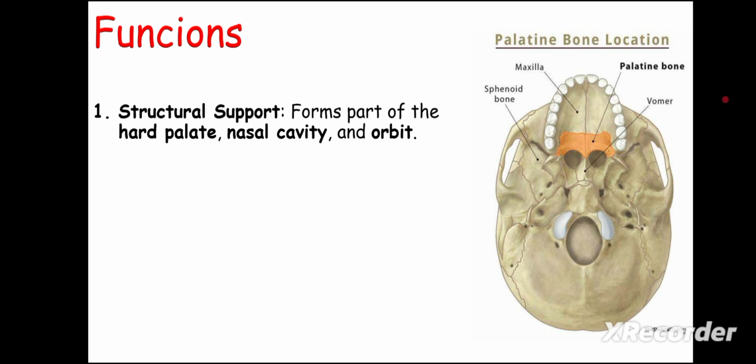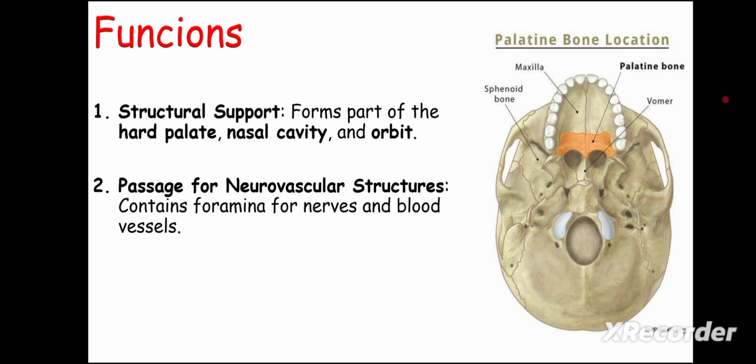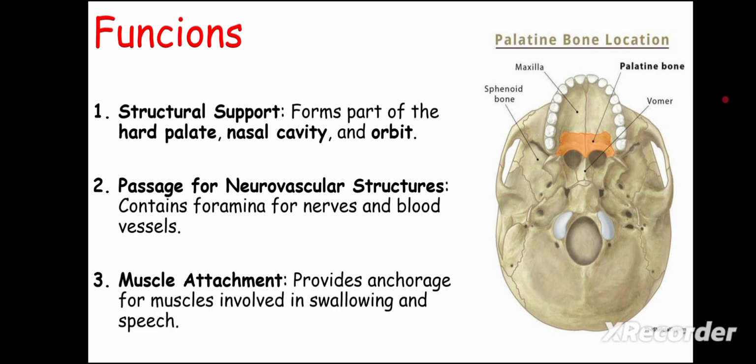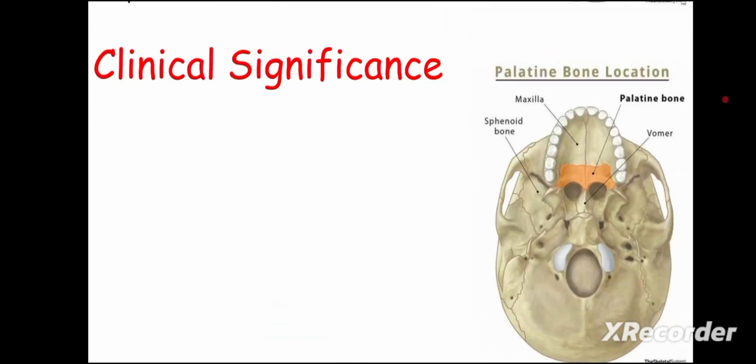The first function is structural support. It forms part of the hard palate, nasal cavity, and orbit. The second function is passage for neurovascular system, as it contains foramina for nerves and blood vessels, and it also functions as a muscle attachment, as it provides anchorage for muscles involved in swallowing and speech.